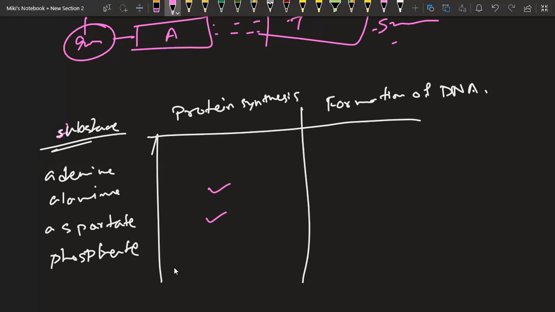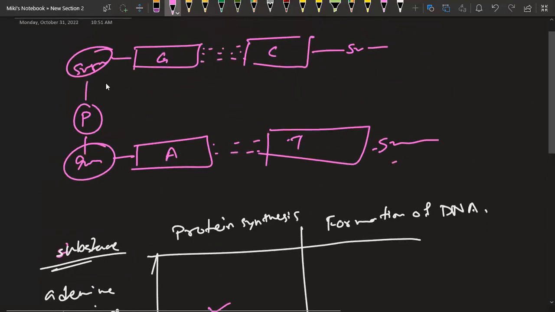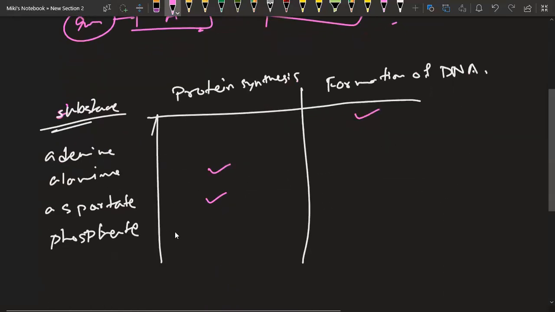And the rest of the components, see adenine, we just learned in our last lecture, and we just saw here as well, all the components are represented here. One is what? Sugar, phosphate. Then we have guanine, we have adenine, we have thymine, we have cytosine. So that means adenine is part of, helps in the formation of DNA. So adenine and phosphate also help in formation of DNA.